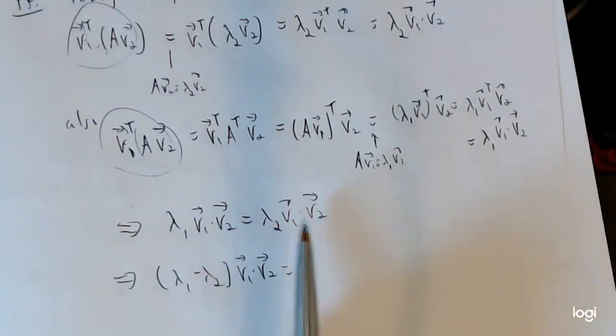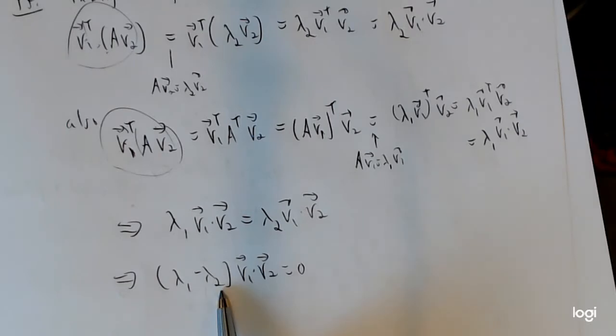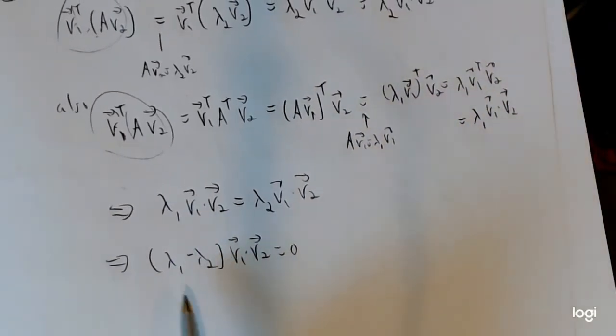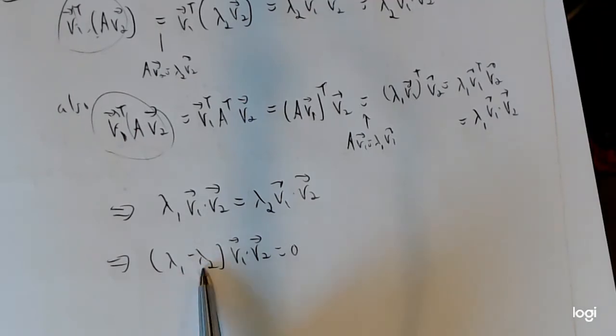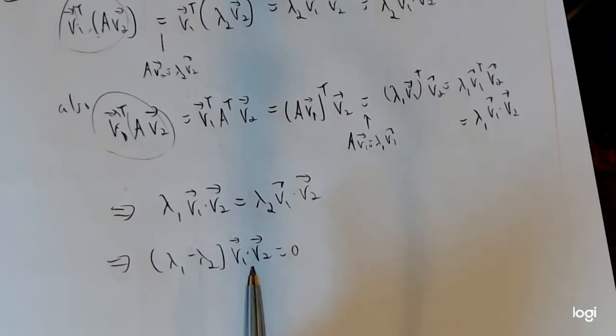So what I did was I took this over to the other side, and I factored out V sub 1 dotted with V sub 2, and I was left with lambda sub 1 minus lambda sub 2. So now, here's where we're going to put the proofs together and everything's going to make sense. So here's what we know. Since lambda sub 1 and lambda sub 2 are distinct, right, they're not the same, it's impossible for this guy to equal 0, which, what does that imply? V sub 1 dotted with V sub 2 must equal 0.